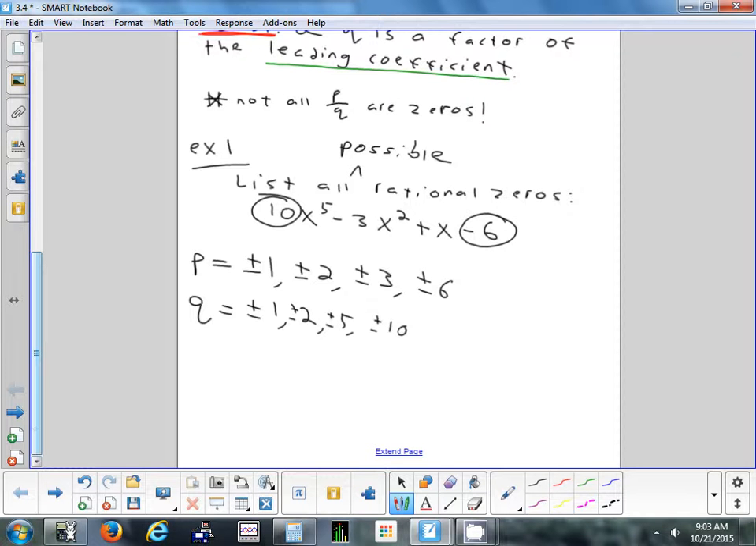Okay, so I'm going to try to show you a systematic way to do it. Pick one of the P values and then put it over every Q value. All right? Every combination of P over Q could be a root. Right? They're not all going to be roots. That's where we'd use the calculator. All right? So start with 1 over 1. Okay? And then 1 over 2. Okay, we could have 1 over 5, positive or negative, and 1 over 10.